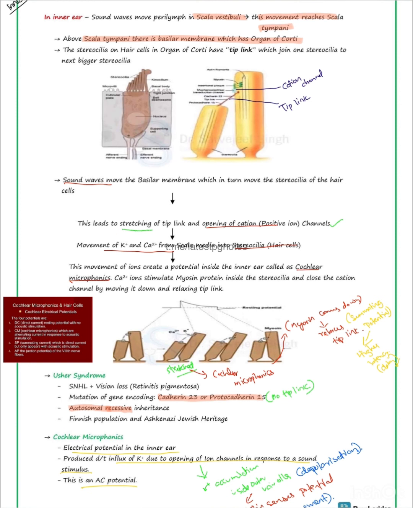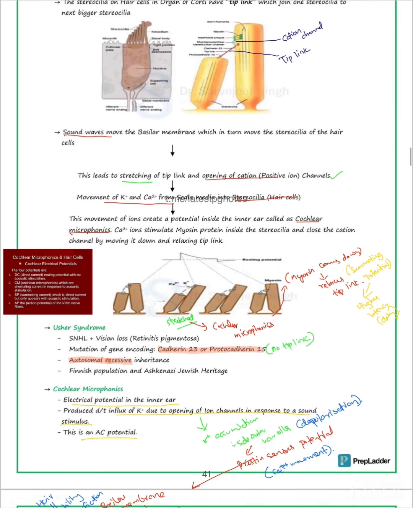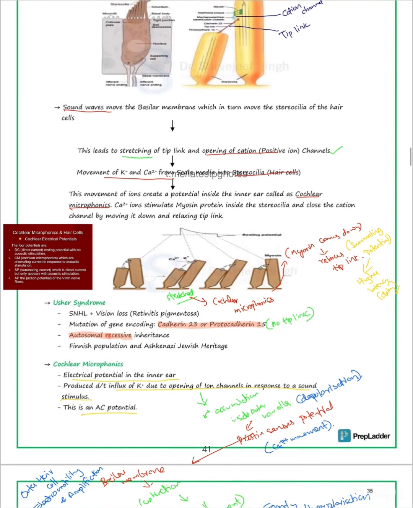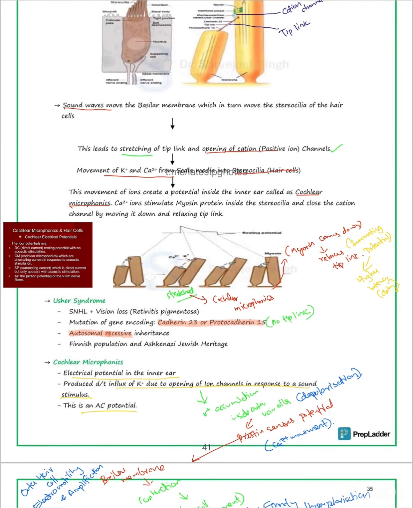Okay, then when these channels get activated, with the help of myosin, suddenly myosin will come downwards. So the stereocilia come back to their normal position. Myosin comes down, that is also known as the tip link, guys. Okay guys, as I said, this tip link is very important.